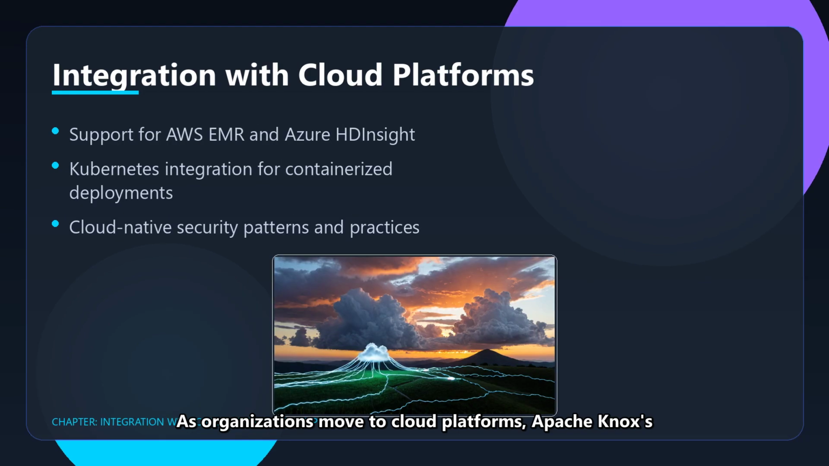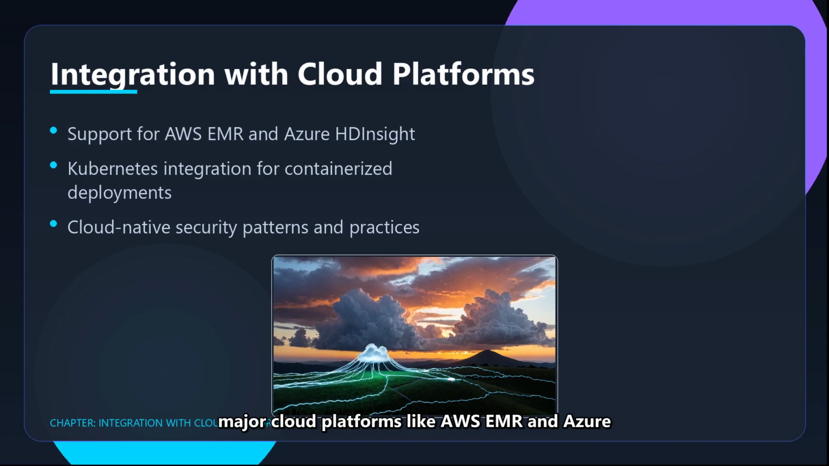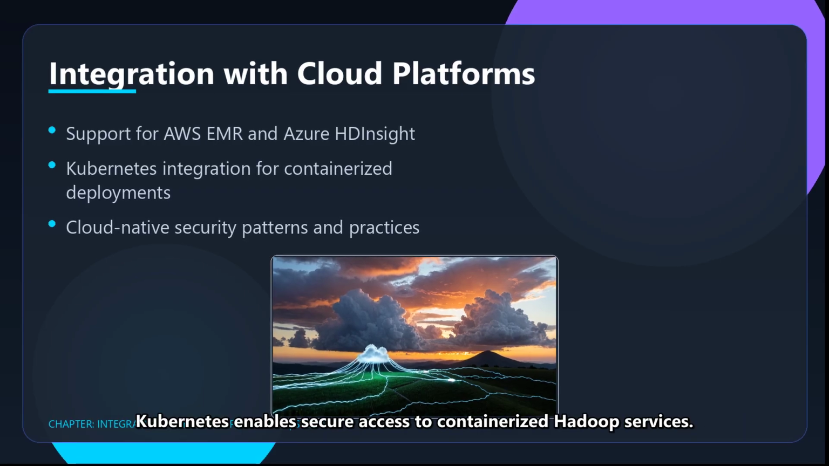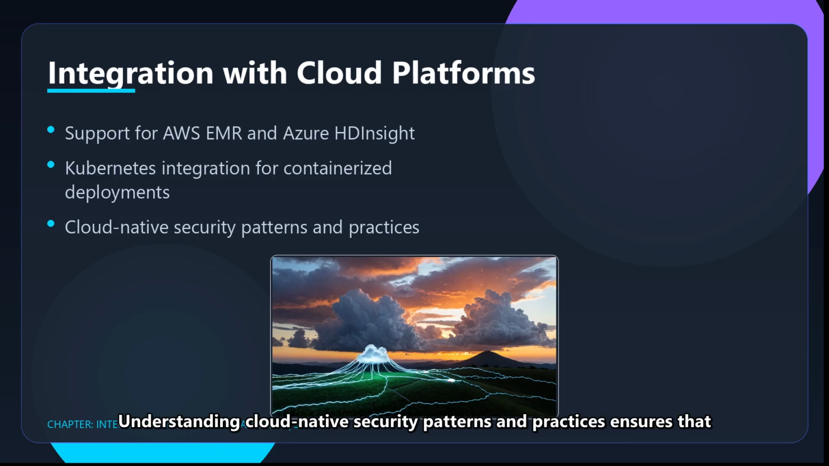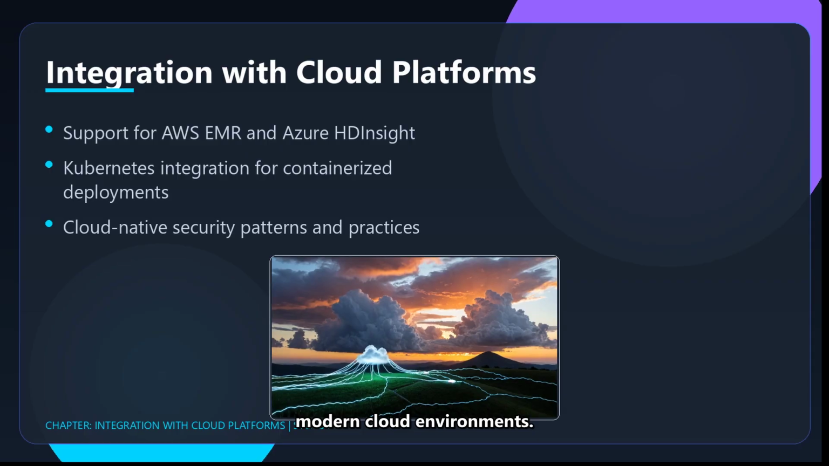As organizations move to cloud platforms, Apache Knox's integration capabilities become even more valuable. Knox supports major cloud platforms like AWS EMR and Azure HDInsight, providing consistent security across environments. Integration with Kubernetes enables secure access to containerized Hadoop services. Understanding cloud-native security patterns and practices ensures that your Knox deployments remain secure and compliant in modern cloud environments.